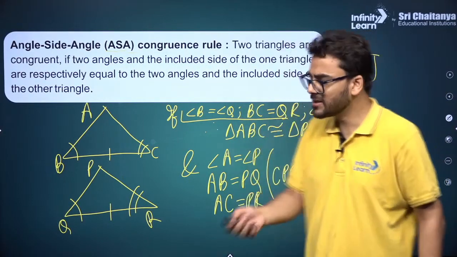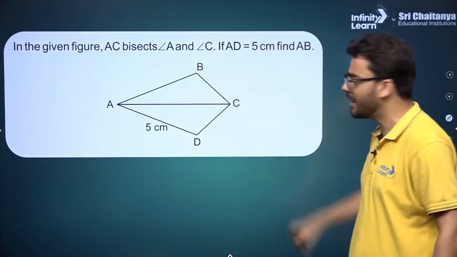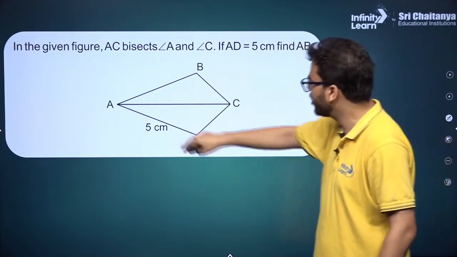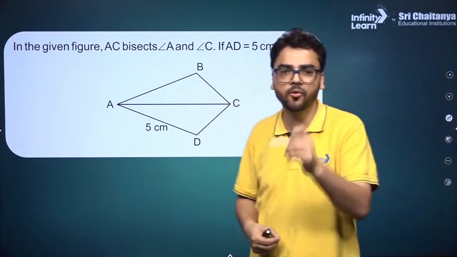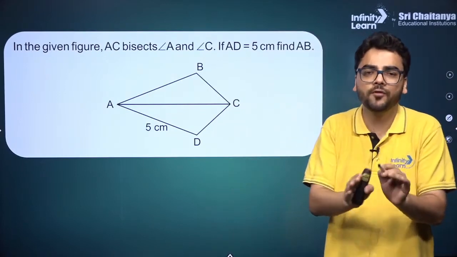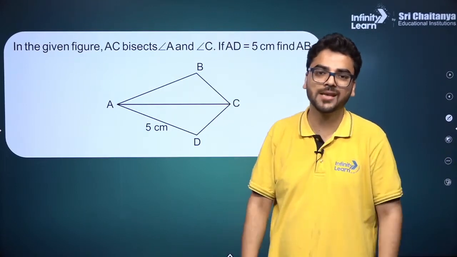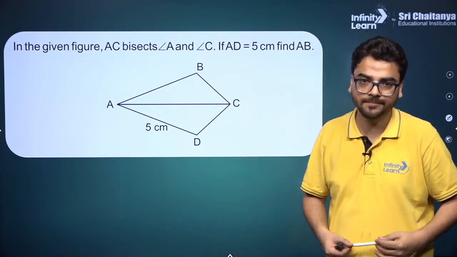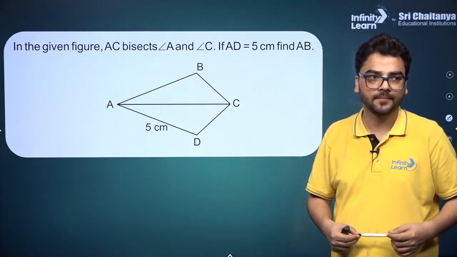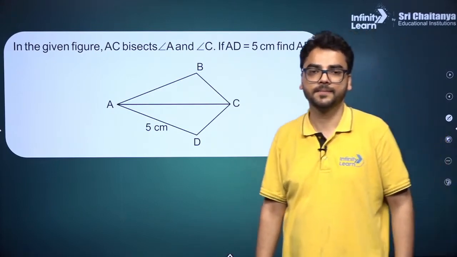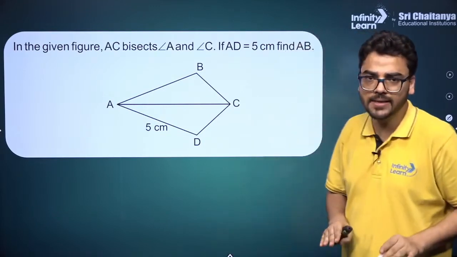Okay. Now let's do a simple question on the basis of this. In this figure, it is given that AC bisects angle A and angle C. So if AD is given to be 5, can you find the value of AB? The question is very simple, but when it comes in a proof-based question, you have to give every proper reason. You cannot directly write the answer if it comes as a subjective question in school examinations. So what is the answer over here, guys? What is the answer? So you have to give every proper reason, correct?